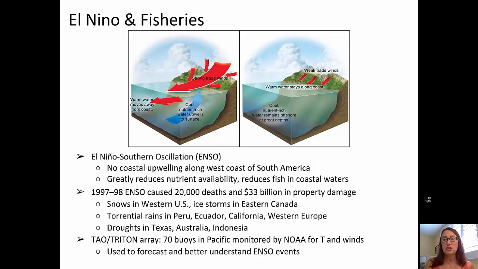Recently, NOAA, the National Oceanic and Atmospheric Administration, has established 2 arrays of buoys, comprised of about 70 buoys total in the Pacific Ocean, that monitor temperature and winds, and these are used to help forecast El Niño events.